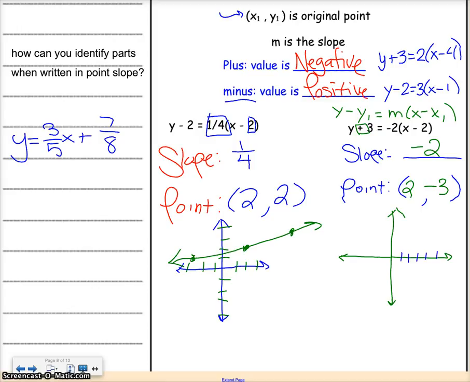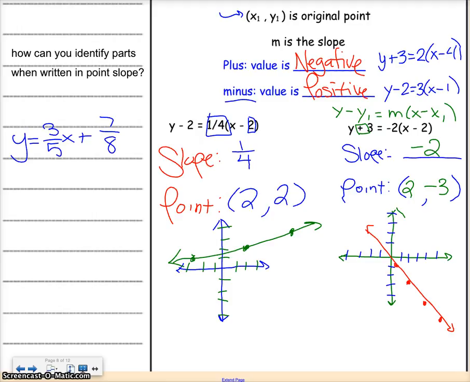And if you're given a graph in point slope, you can easily graph that. Okay, so let me go ahead and graph this thing. I go through the point (2, -3), and my slope is -2, down 2 over 1, down 2 over 1, or up 2 over 1. And my graph would look something like that.